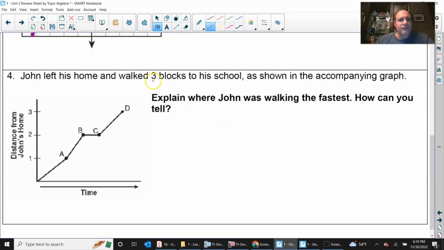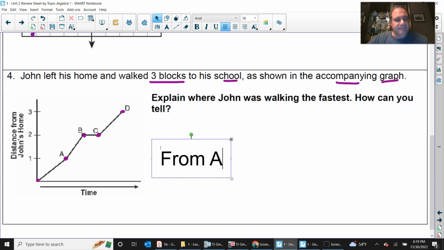John left his home and walked 3 blocks to school, shown in the accompanying graph. Explain where John was walking the fastest and how you can tell. Well, you're talking about here to A, then A to B, and then B to C, not walking at all, this is distance, and then C to D. Where's he walking the fastest? The steepest line is where he's walking the fastest. So from A to B, John is walking the fastest.